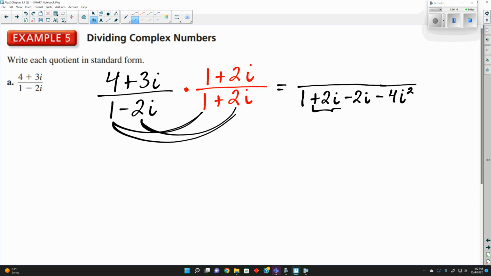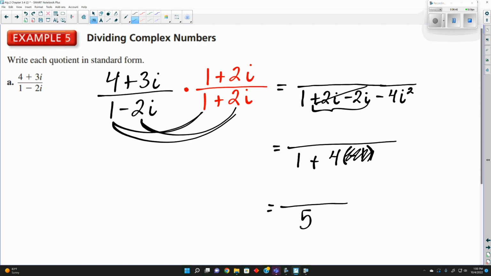Now the middle terms, 2i minus 2i, are going to cancel out. And here I have 1 minus 4i squared. Well, i squared is negative 1, so that's going to make that positive 4, and 1 plus 4 is 5. So that gives us a denominator of 5.